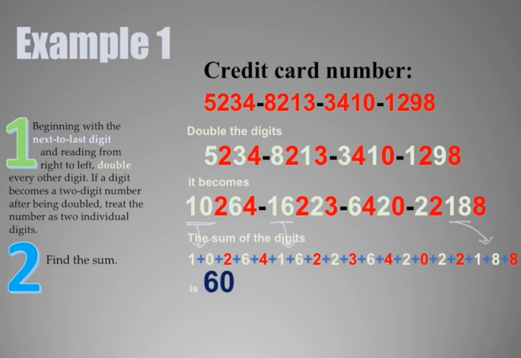And as we get the sum of these digits, which is 60, we just have to check whether that sum modulo 10 is equal to 0. And since 60 modulo 10, or when 60 is divided by 10, the remainder is 0, and it satisfies this condition, we can say that the credit card number is valid.